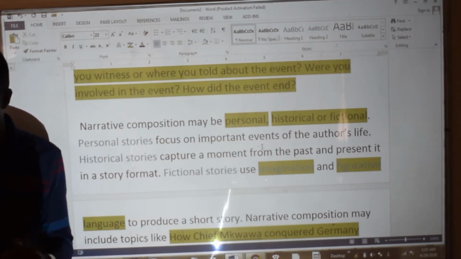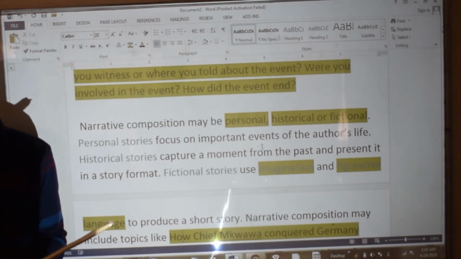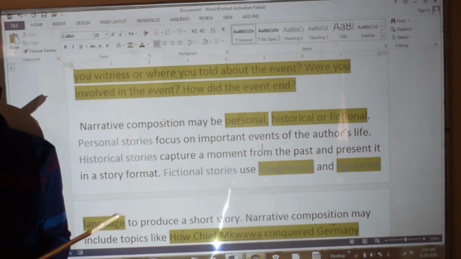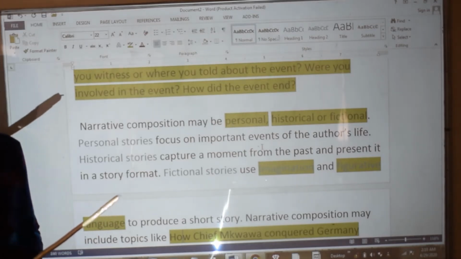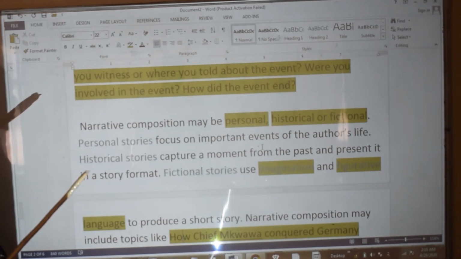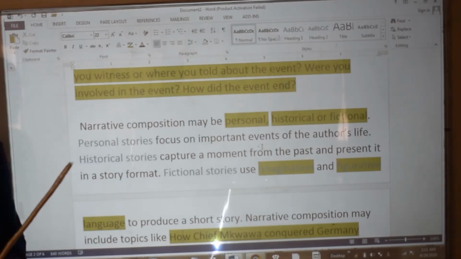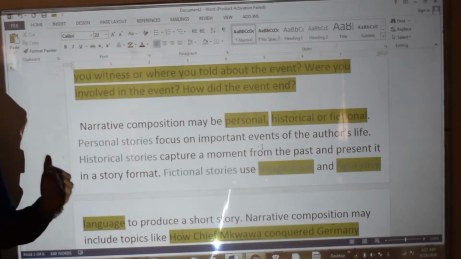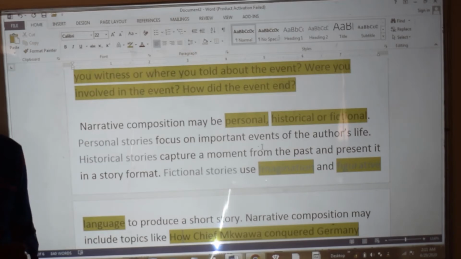The second part is historical stories. Historical stories capture a moment from the past and present it in a story format. Third, fictional stories use imagination and figurative language to produce a story. So remember, in writing narrative composition, you may include either a personal story, historical story, or fictional story. In a personal story you are going to deal with your personal life. In a historical story you are going to deal with the history of different events or past events and present it in a story format. But in fictional stories, you are going to use imagination and figures of speech or figurative language.